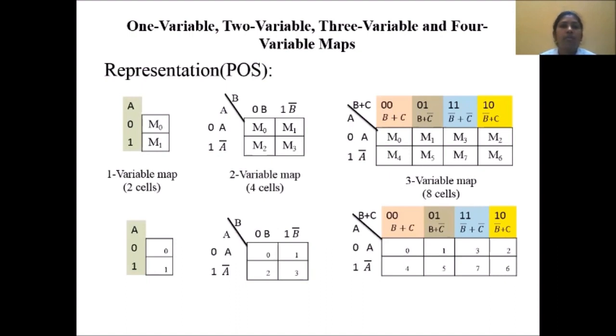Another form of representation is POS. The previous form is called SOP representation. Next comes the POS representation. In POS, we have max terms, opposite to that of min terms. In max terms, we have capital M0 and M1 for a one variable K-map. Similarly, the order is the same, but the min terms and max terms will differ.